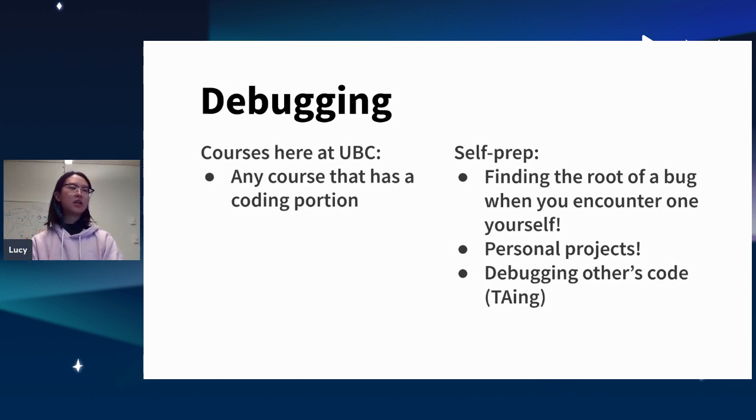And lastly, you can also debug others' code. So if you are interested, you should also apply to TA a computer science course at UBC, because you'll just be looking at students' code all day and trying to find out what's wrong with their code. But again, you and your friend can be working on a personal project, and you can help each other debug each other's code.